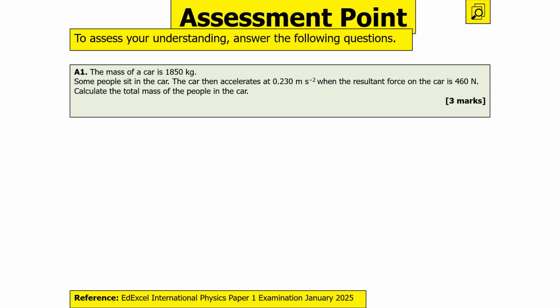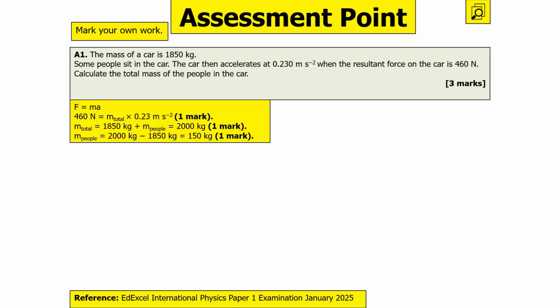The next question says, the mass of a car is 1,850 kilograms. Some people sit in the car. The car accelerates at 0.230 meters per second squared when the resultant force on the car is 460 newtons. Calculate the total mass of the people in the car. So pause the video now, then unpause the video when you want to go through your answer.